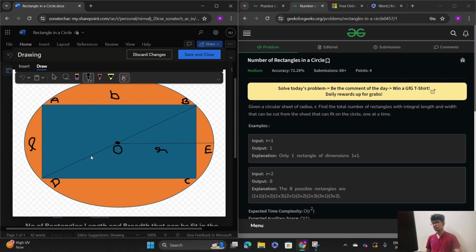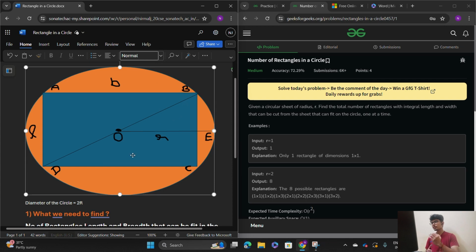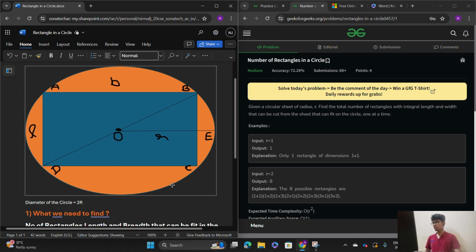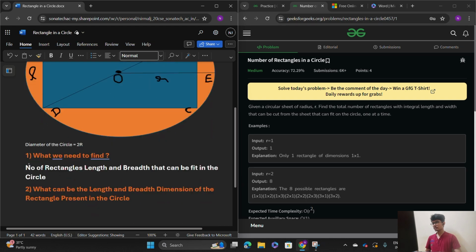The reason is that when you see this DB length, surely it will be greater than the radius of the circle, but it can't be greater than or equal to the diameter of the circle. So let me move on to how we can find the length and breadth dimensions of the rectangle. First of all, we need to find the number of rectangles that can fit in the circle. That is the condition that they have given in our problem.